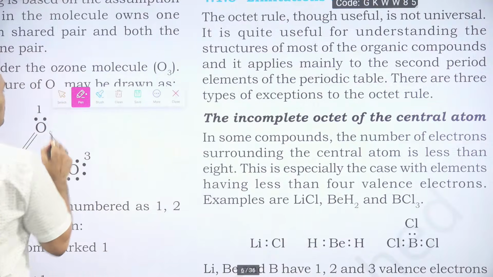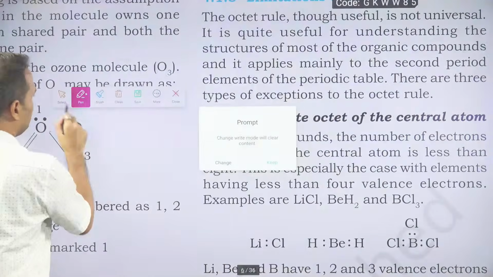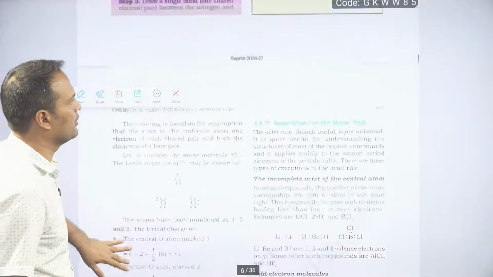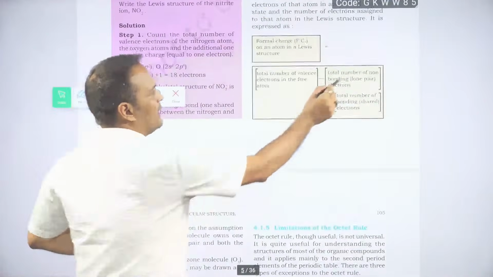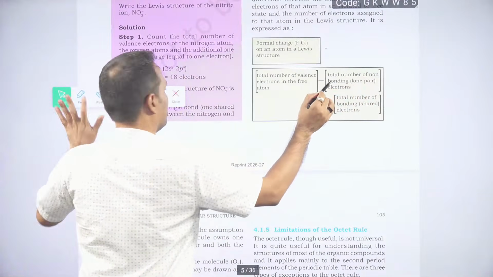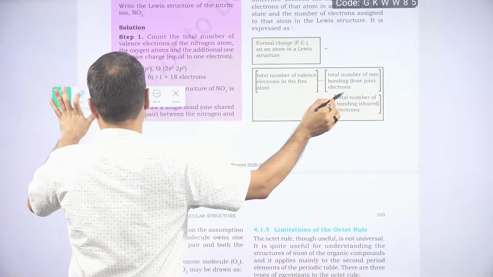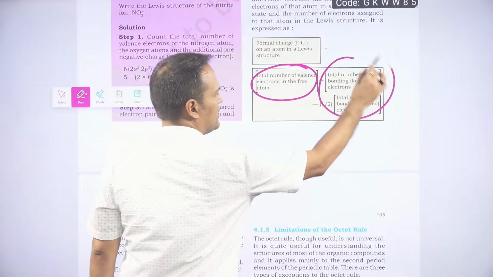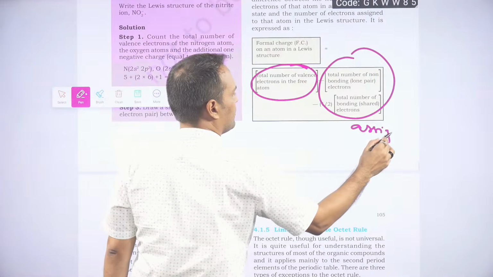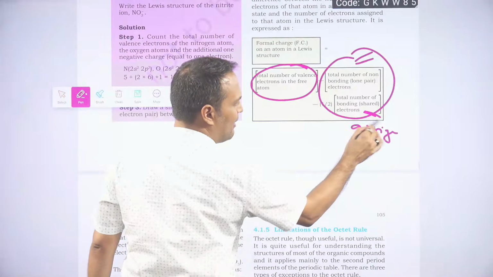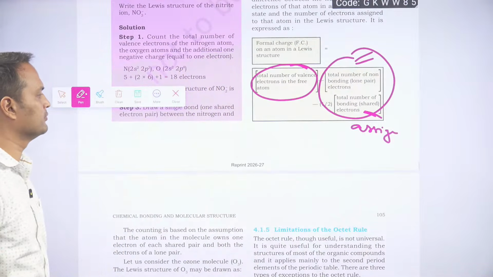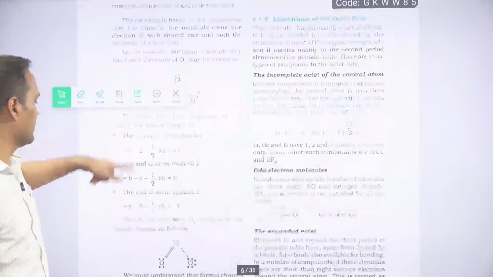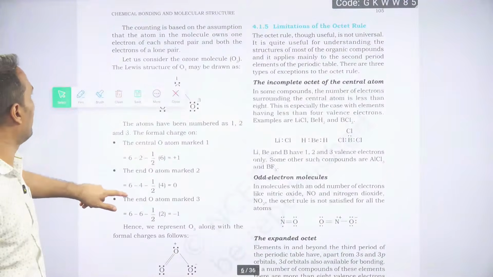So let's move. So see here. This part is the assigned electron. This part is the assigned electron. This is valence electron. This is the assigned electron: lone pairs and half of the bonding. Clear? Okay. Next point.